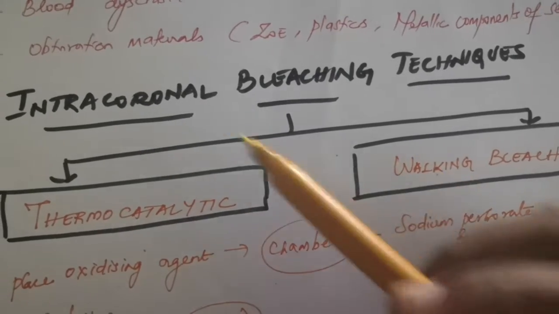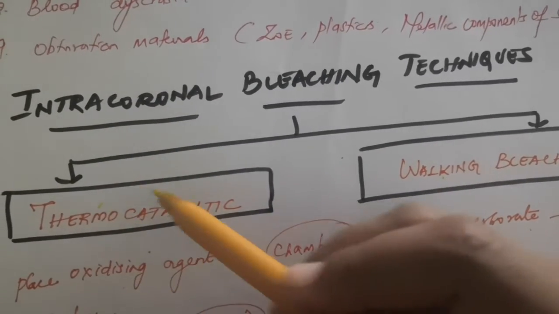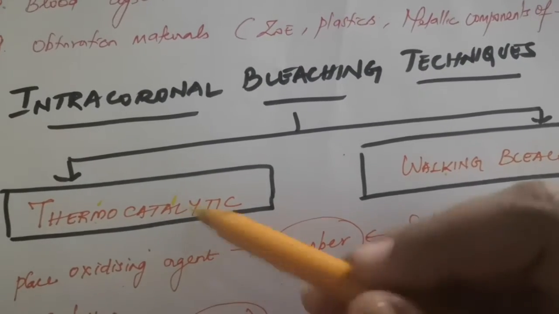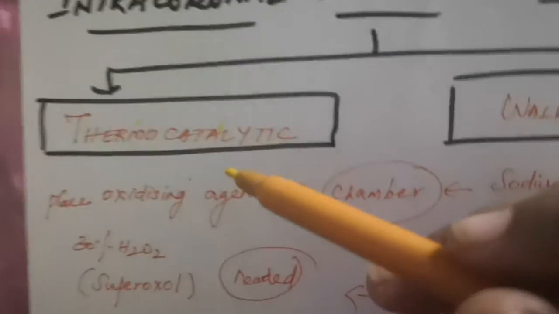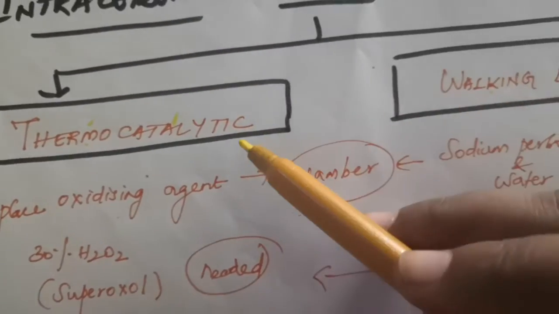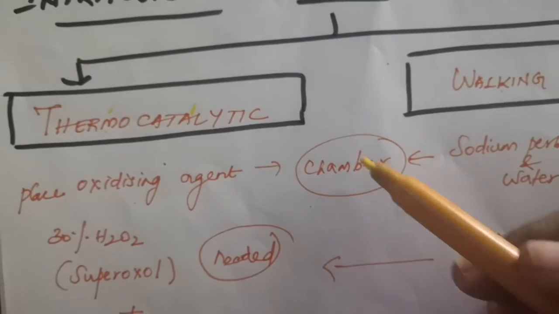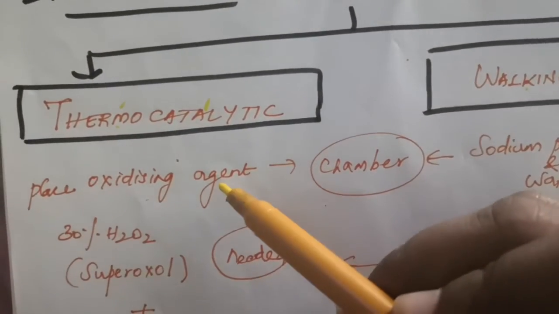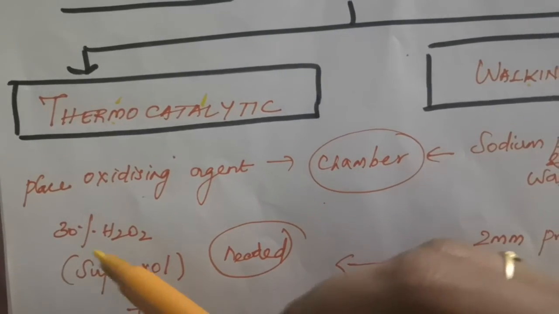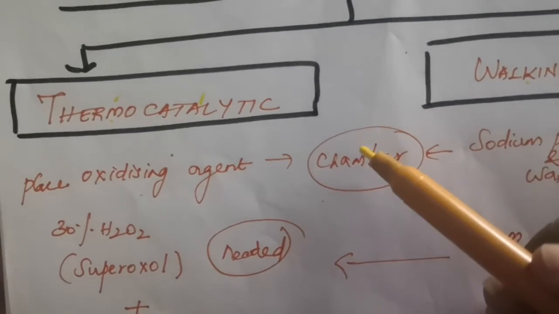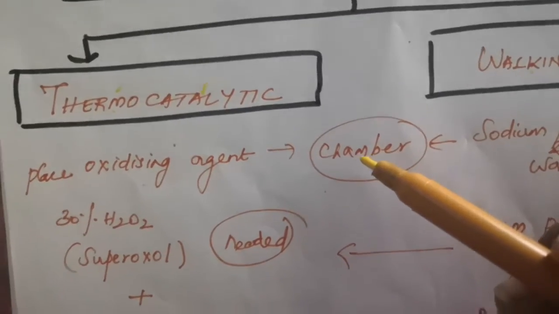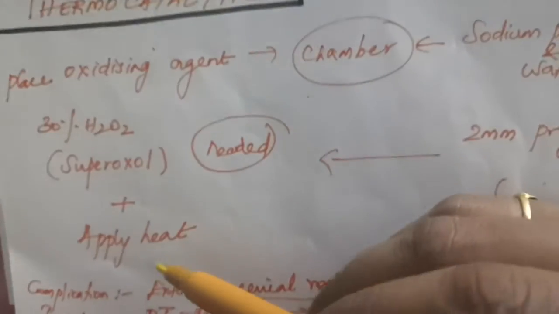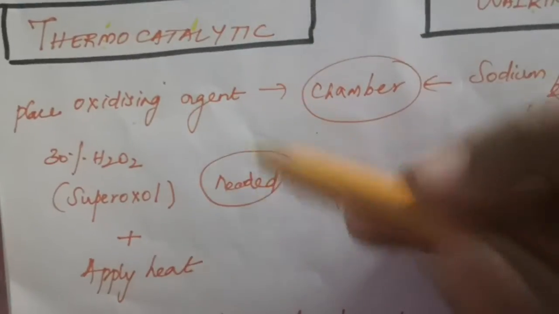or walking bleach. The name itself says thermocatalytic. Thermo means heat, so heat will enhance this bleaching. So how is it done? For both techniques, we are going to place some medication in the pulp chamber region. So place the oxidizing agent. An example would be Superoxol, that is 30% hydrogen peroxide, which is kept in the chamber. Then you can apply heat. That's why the name has come as thermocatalytic. This will lead to bleaching.